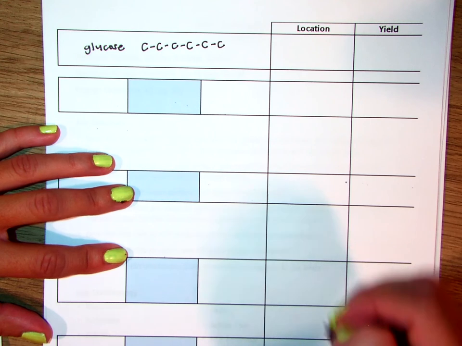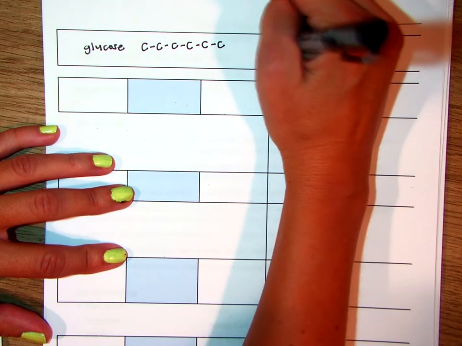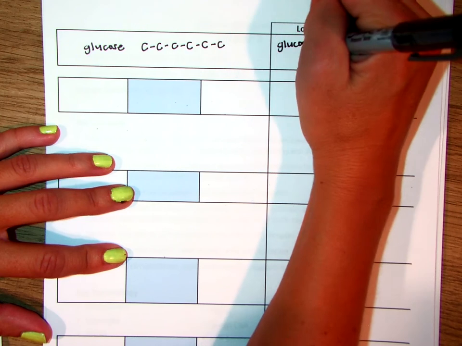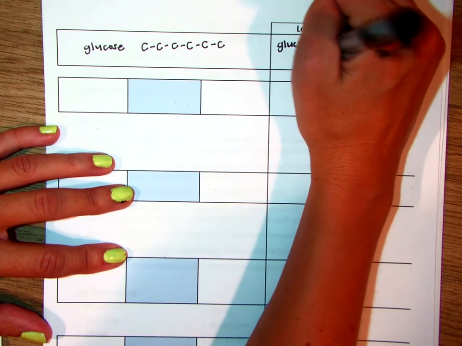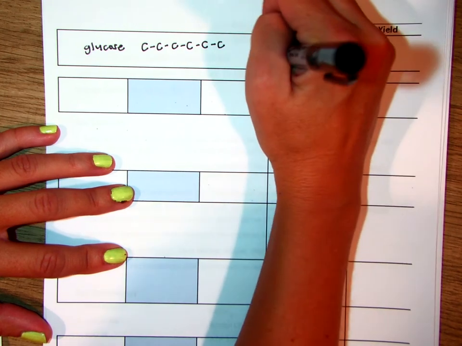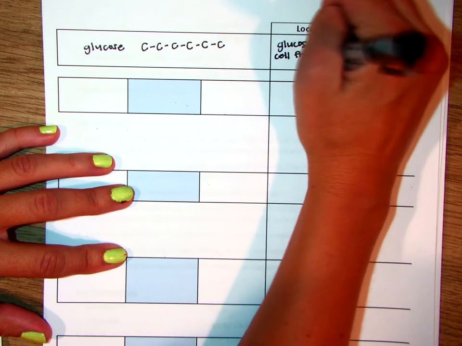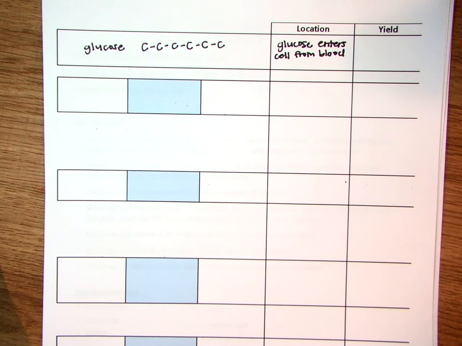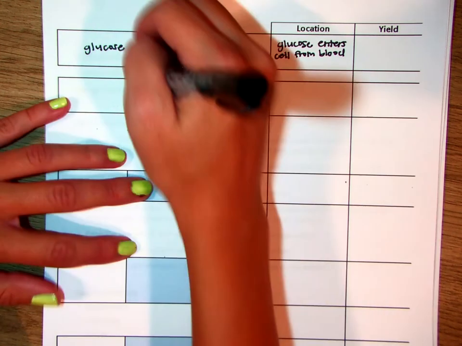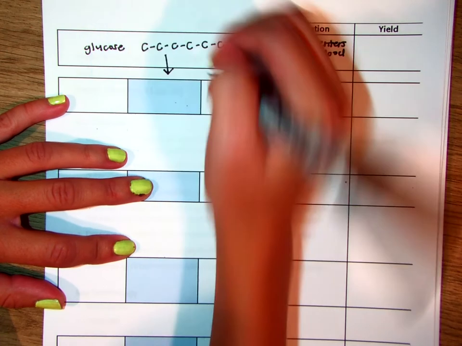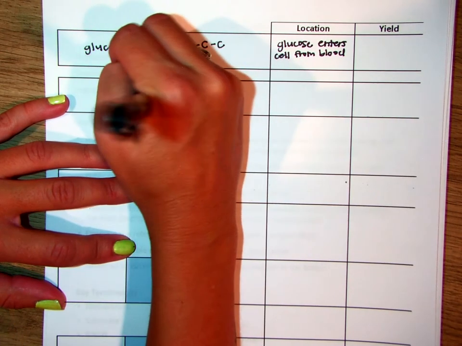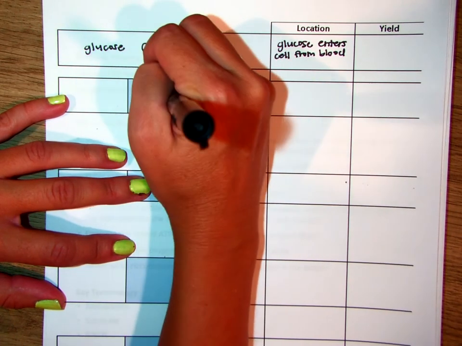The location: glucose enters the cell from the blood. Okay, your blood picked it up from the digestive system. It enters into the cell through facilitated diffusion. And now that we're in the cell, the cytoplasm, we can do glycolysis.